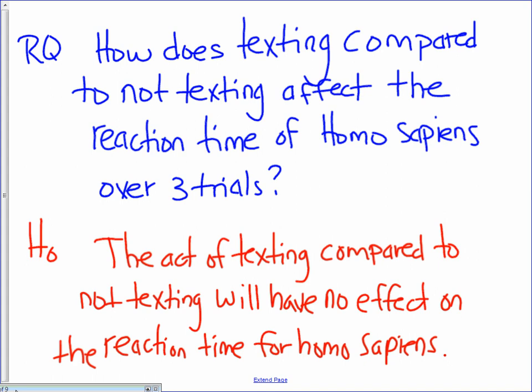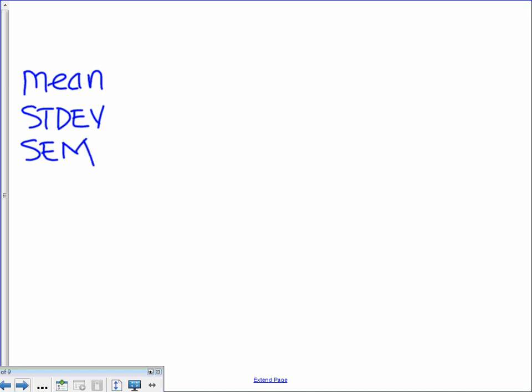Now, in your work for Monday, you will need to do several things. You will take the data that we generated in class, and again, using a spreadsheet, you will calculate the mean. You will calculate the standard deviation. You will calculate the standard error. And you will calculate the t-test. Those 4 calculations can be done using the spreadsheet. I'll come back and explain how to do the t-test on the spreadsheet in a moment.